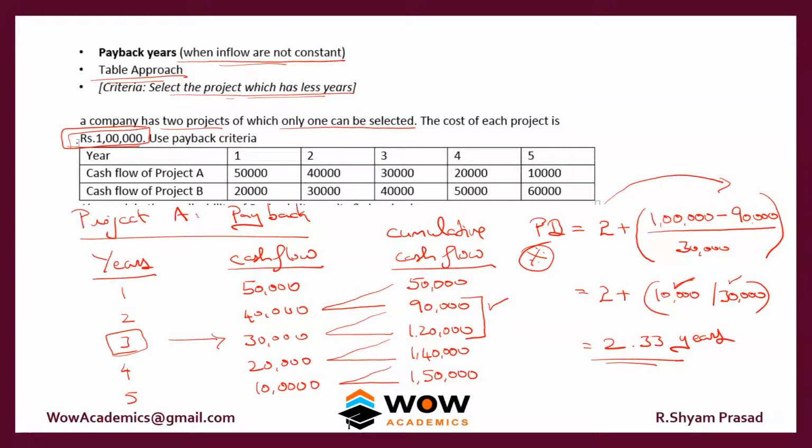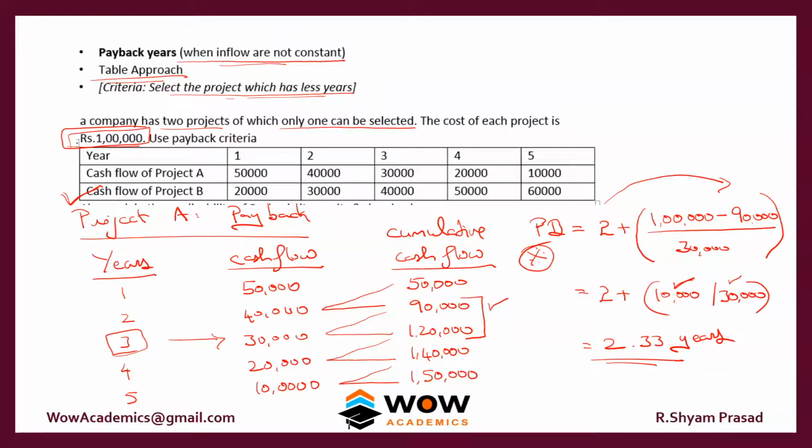So it is like in 1/3 of the third year, we will recover the total 1 lakh. So that's how this works. Ensure that you understand. For project B, you try to do the answer. If you want, I will tell you how the answer would be. Without even doing the problem, we'll try to see how it works.